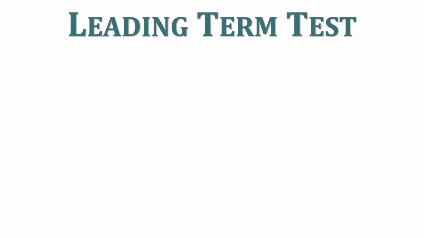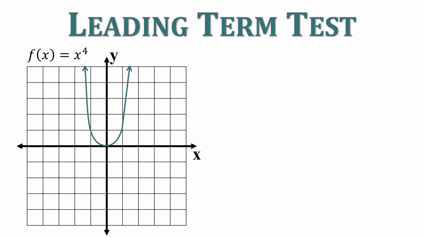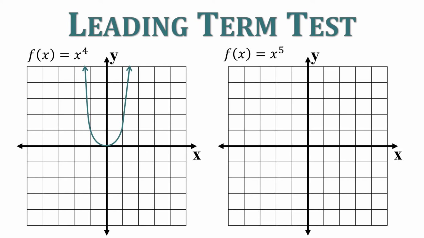Leading term test. Let's see what this means. So we had f(x) = x^4, and it looked like this. We had f(x) = x^5, and it looked like this. Let's see what we notice. On x^4, both ends are going up, right? And on x^5, the ends are opposite.